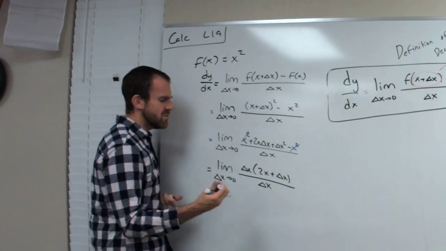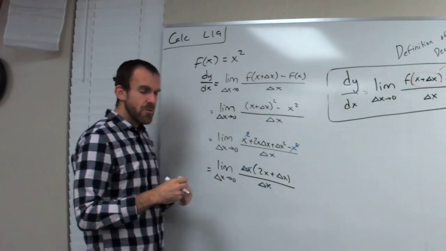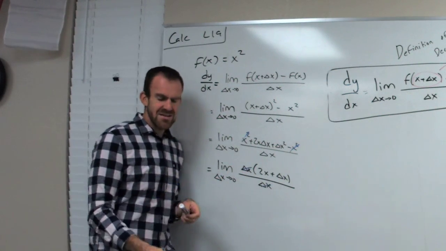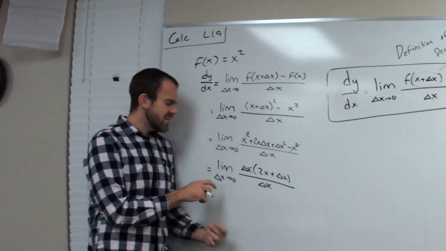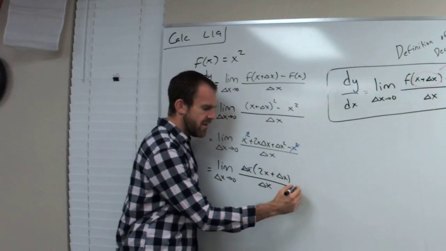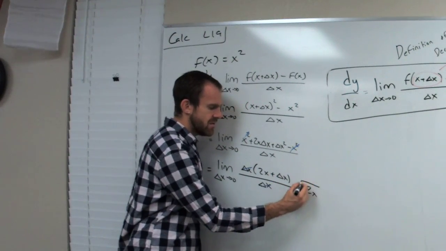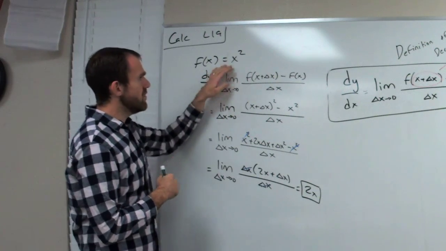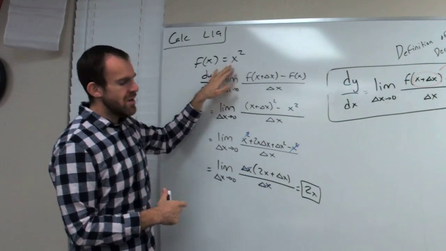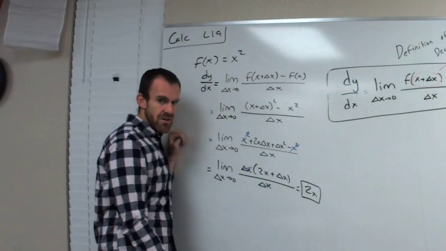And I see that these ones cancel. Now, in the previous example, all of my delta x's canceled. In this one, they didn't. I still have one there. But since it's a limit, I can plug in 0 for that. And so the answer is 2x. So what does this tell me? Well, the slope anywhere along the curve of x squared is 2 times the x value.